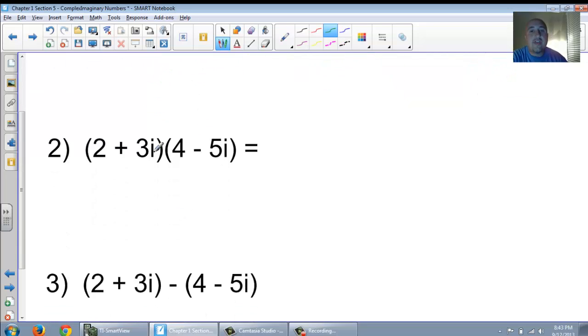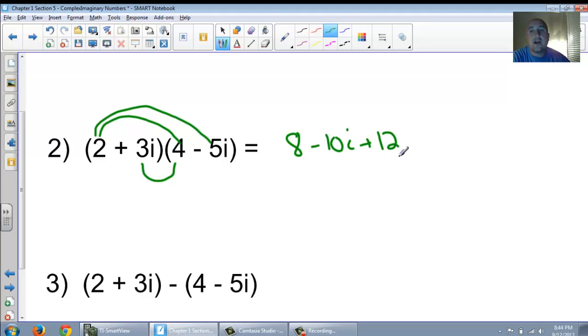Okay, so now instead of adding, we are multiplying. They're right next to each other. So what we're going to do is FOIL. So we're going to do first times first, which is 2 times 4 is 8. Then we're going to do the outer 2 times negative 5i, which is negative 10i. Then we're going to do the inside, so 3i times 4 is 12i. And then we're going to do the last 2, which is 3i times negative 5, so negative 15. And then i times i is i squared.